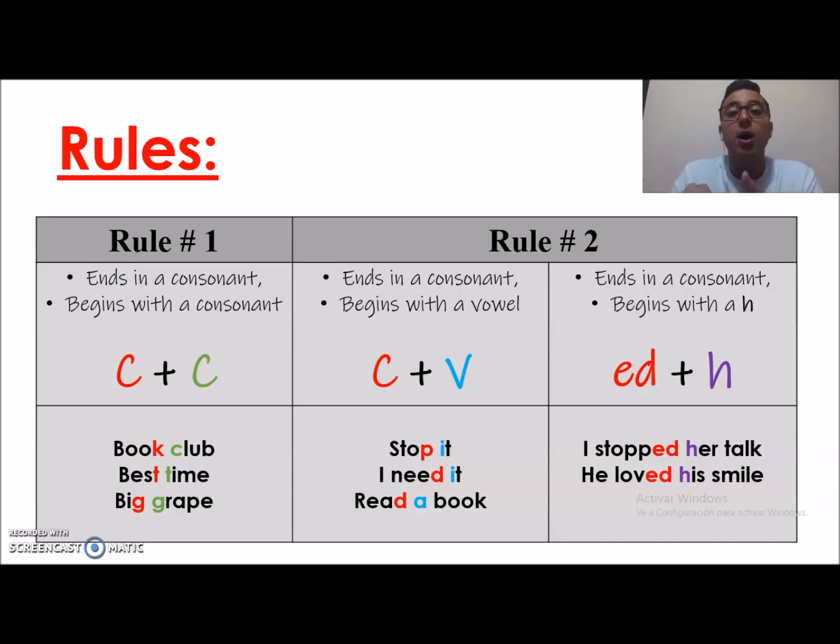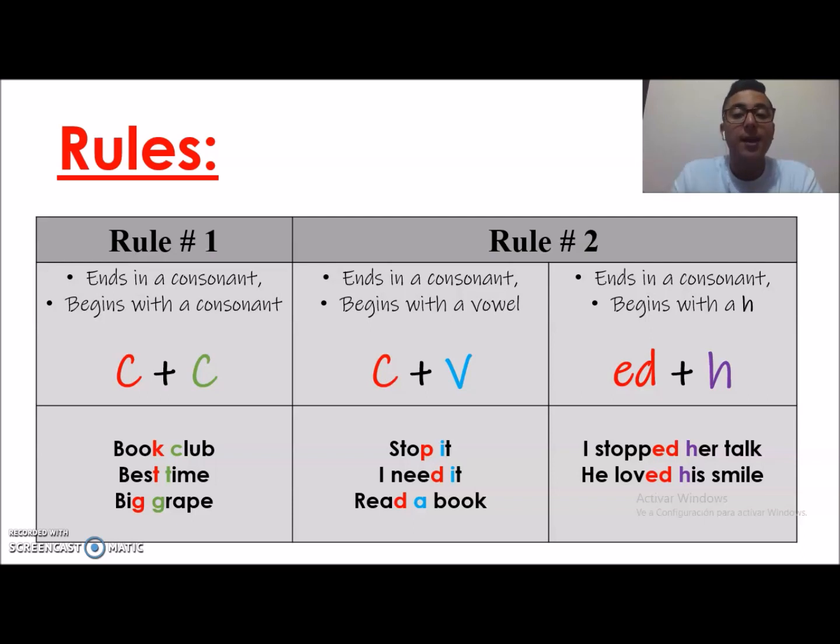Her indicates the word begins with an H. So basically what we're going to do here is put the T and the H together. It's going to sound something like this: I stopped her. Stop her. Talk. I stopped her talk.